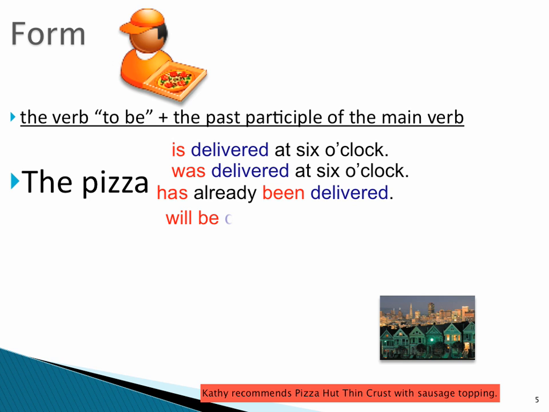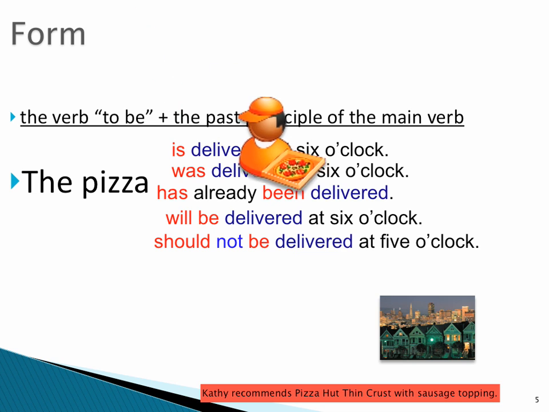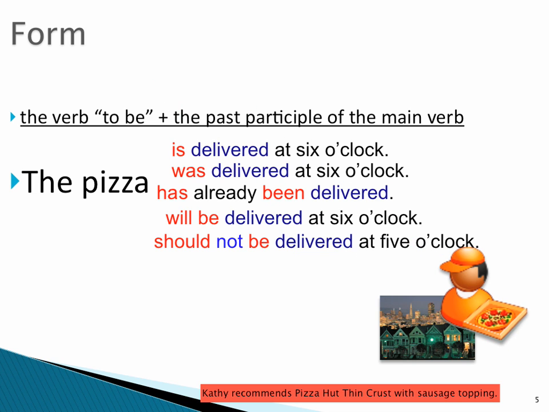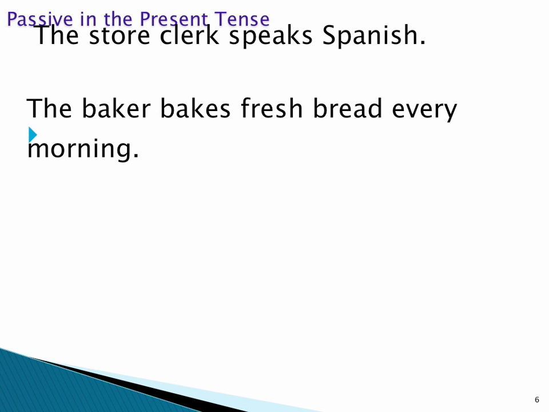The store clerk speaks Spanish. Well, we know it's the store clerk who does it, so we don't need to say that. Instead, we can simply take the object, Spanish, and put it in the passive. Let's make Spanish the subject and use the present tense form of the passive voice. Spanish is spoken here.